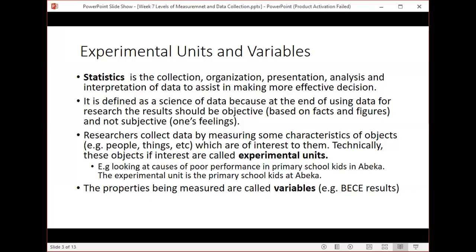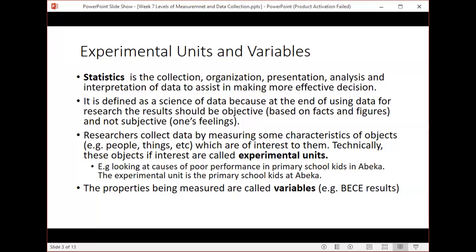And then whatever I'm going to measure on these experimental units are what we call the variables. So if it's about students and I'm going to ask for their age, then age becomes a variable. If I'm going to ask about their height, the number of times they eat when they go to school, or their BECE results, all of these are variables because it's a measurement that we are taking from the experimental unit. So that's the difference between the two.